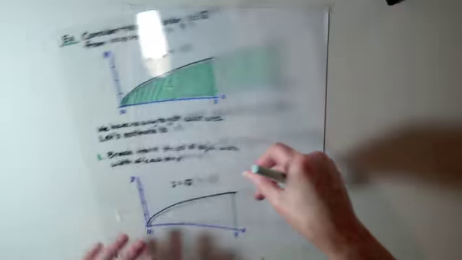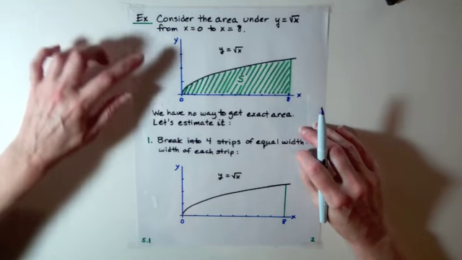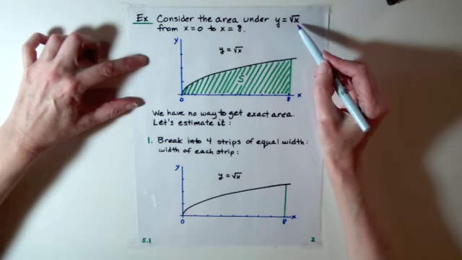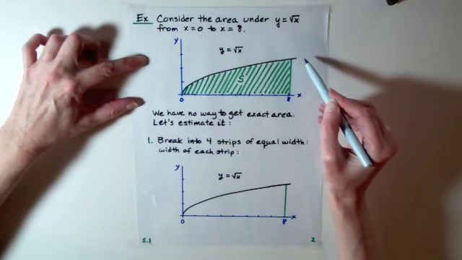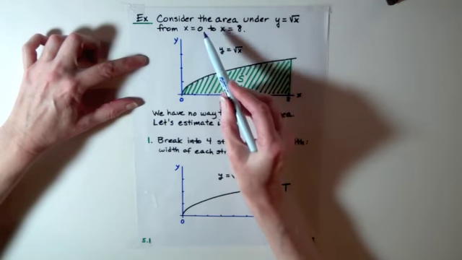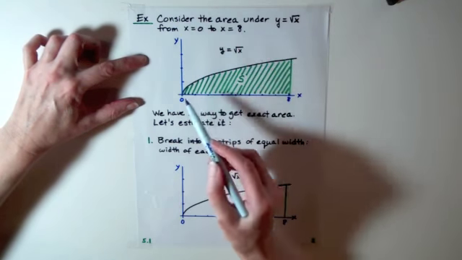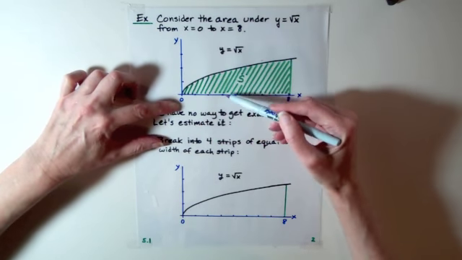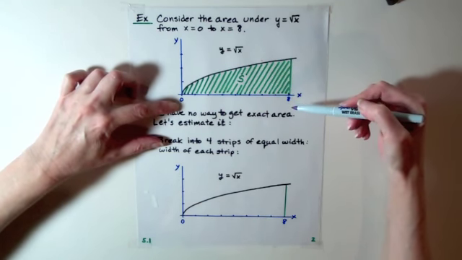Okay, let's go ahead and look at the next page and look at a specific example, and we'll come back to this specific example a few different times. Suppose I ask you to find the area under the curve y equals root x, and remember this is the top half of a parabola that opens to the right, and we're going to find that area from a starting value of x equals 0 up until I get to x equals 8. So I'm going from x equals 0 to x equals 8, and I want to find the exact value of this green shaded area.